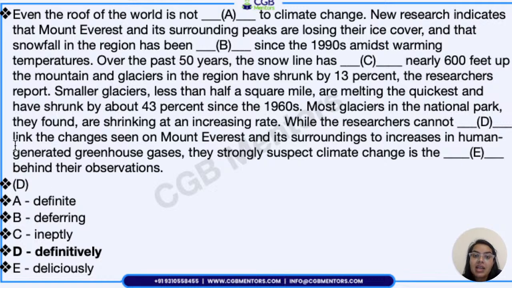Link is already the main verb with cannot, so definitely it will come here. We cannot use definite because it is an adjective. Then we cannot use anything which is deferring, defer. It means to keep delaying.